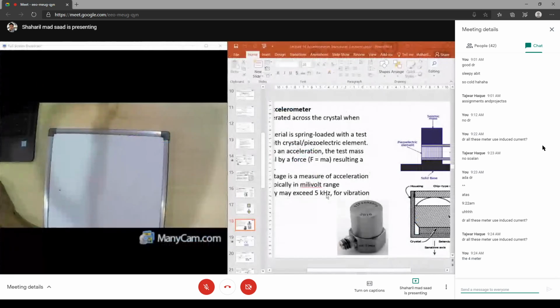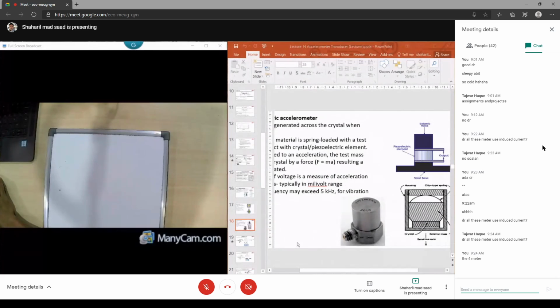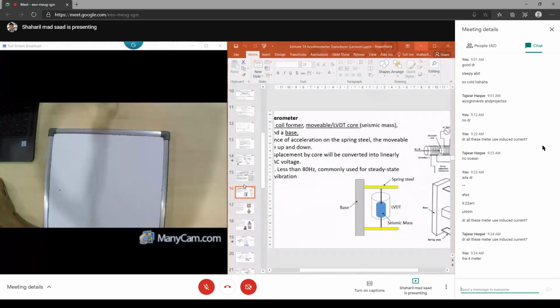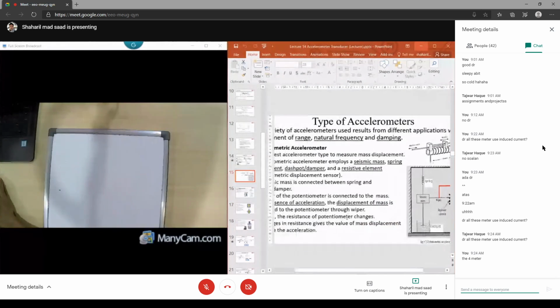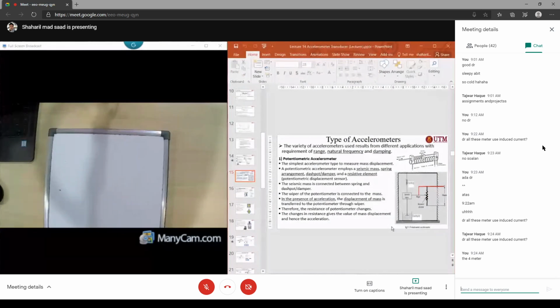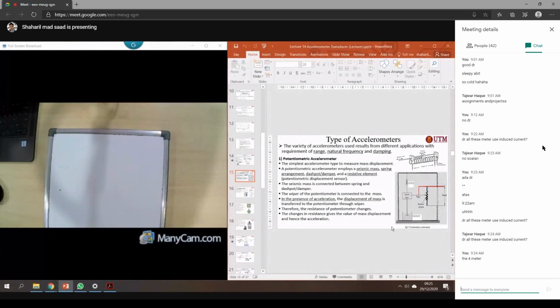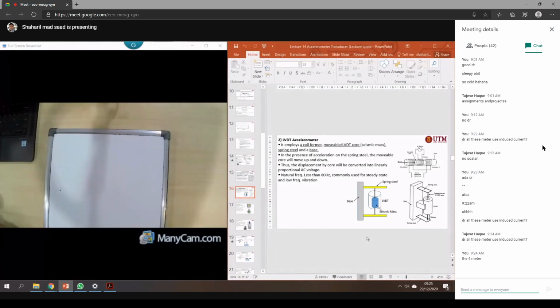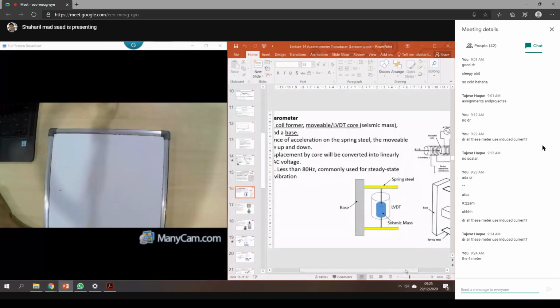Okay, I will try to answer your question. For this one, this part, for the potentiometer accelerometer, that means you don't need a supply current or a supply voltage, right? Except the potentiometer itself, right? Okay, this one. And then for the LVDT accelerometer, yes, this one you need to supply current, right?